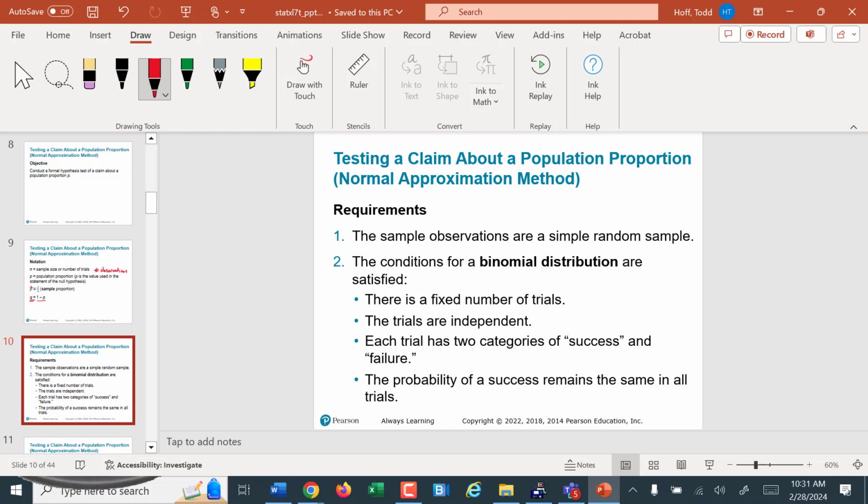So to test a claim, we have some requirements, the same as what we had for doing confidence intervals. We have to meet all the binomial conditions, so there has to be a fixed number of trials. That fixed number of trials is just our sample size.